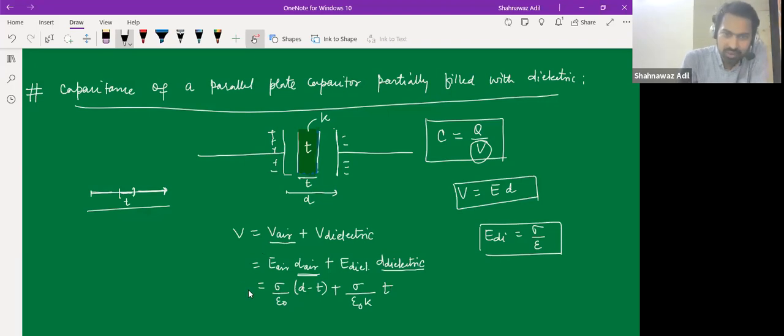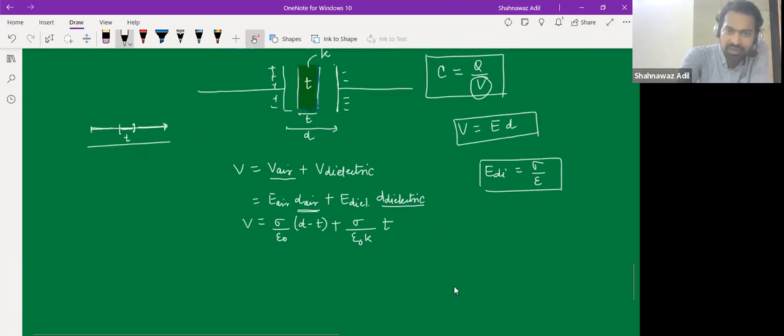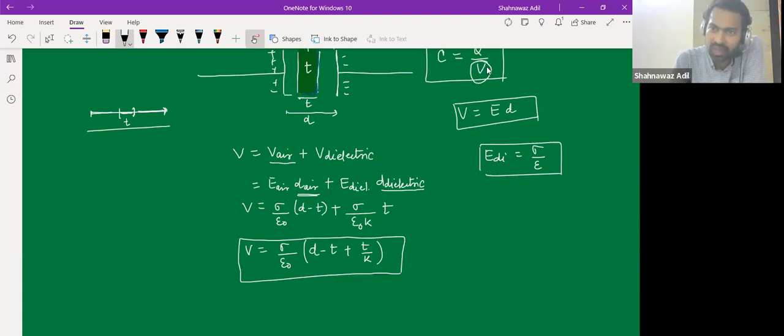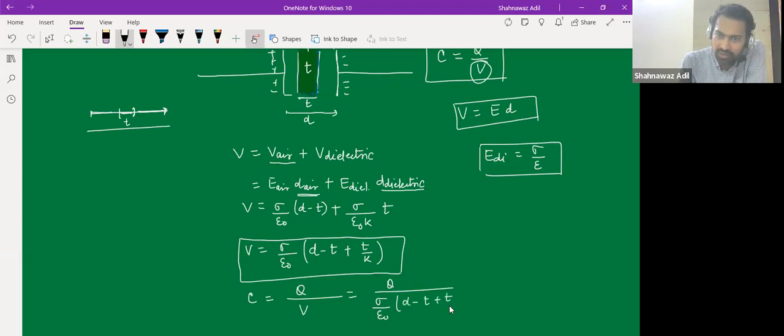When we simplify this, sigma by epsilon naught is common, and this is D minus T plus T by K. Okay. So now we have calculated the potential, so we just plug in this value in here. So C would be Q by this potential V. So this is Q by sigma by epsilon naught and D minus T plus T by K.